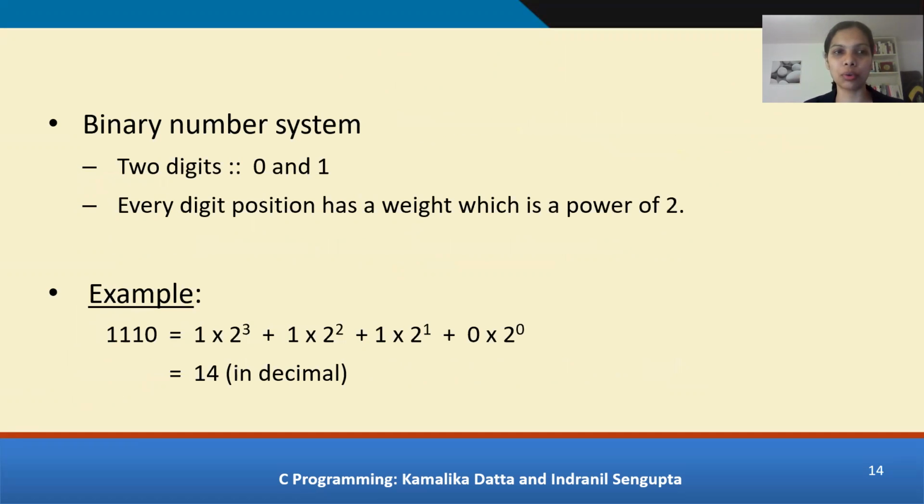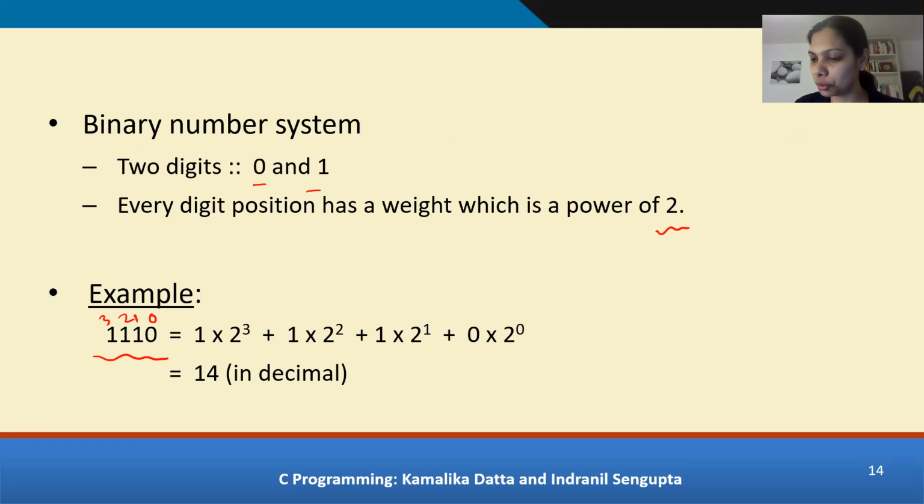Now, moving to our concern, the binary number system, because our computer works on the binary number system. It has two digits, 0 and 1. Every digit position has a weight which is a power of 2. In decimal, it was a power of 10, and in binary, it is a power of 2. So if this is your binary number, 1110, then again the positions are 0, 1, 2, and 3.